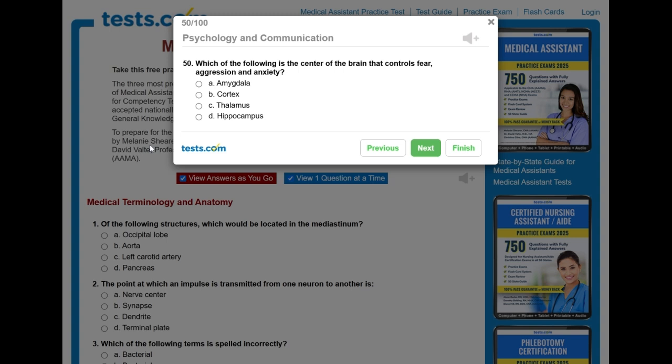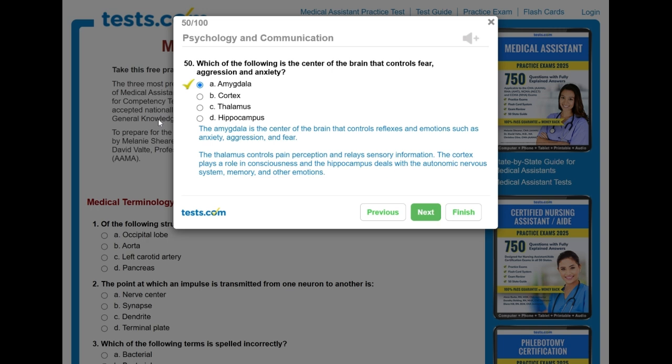Question 50. Which of the following is the center of the brain that controls fear, aggression, and anxiety? A. Amygdala. B. Cortex. C. Thalamus. D. Hippocampus. A. Amygdala.